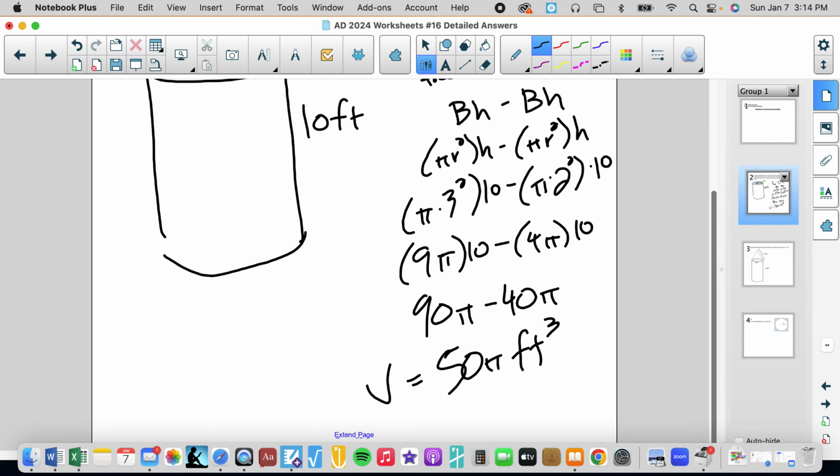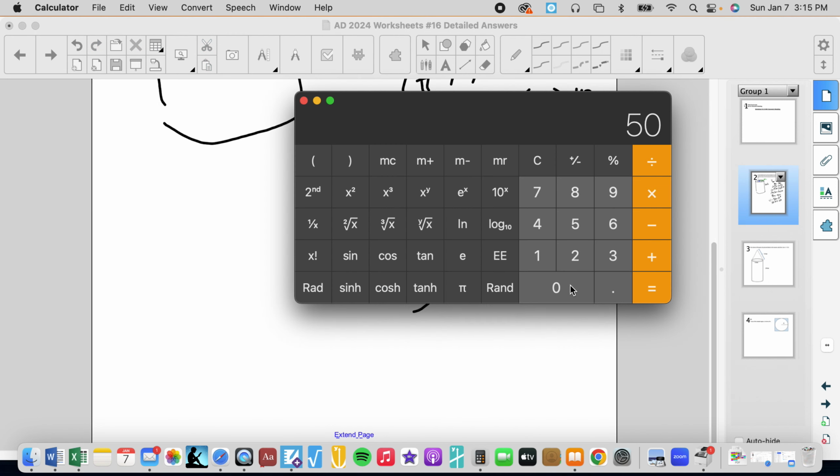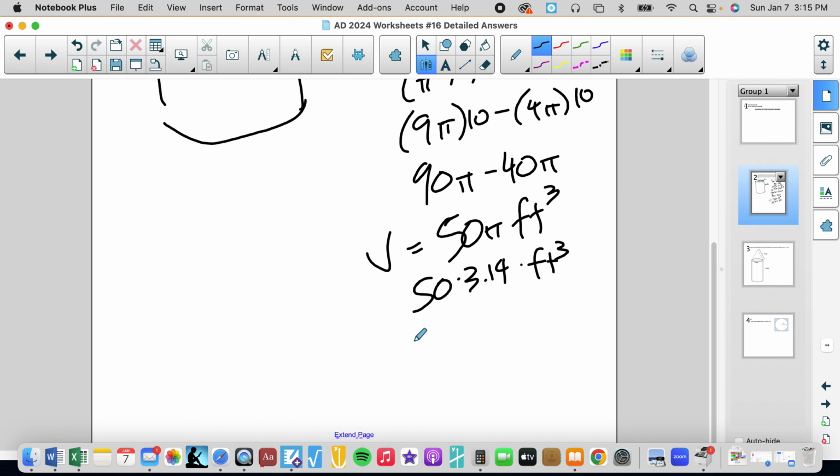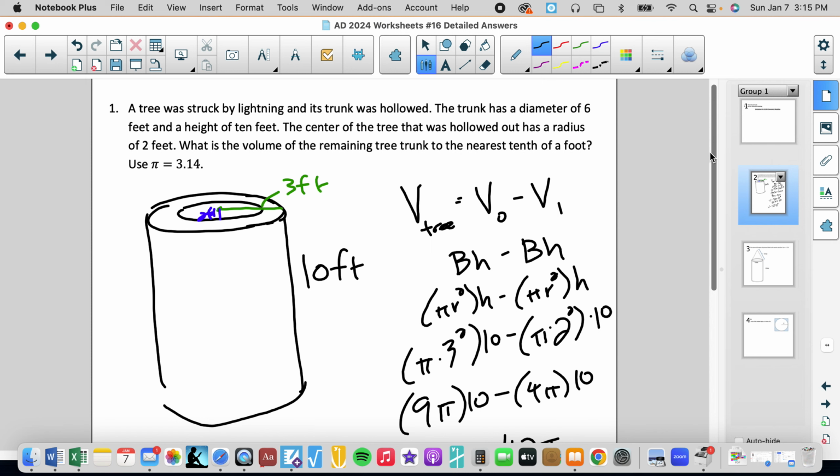Use 3.14 for pi. So they tell us this time that we have to substitute a value for pi. So let's do 50 times 3.14, which gives us 157. 157 feet cubed is going to be our volume. Not bad. So very, very technical one. This is a typical next level when we deal with volume, especially when we deal with like toilet paper stuff.